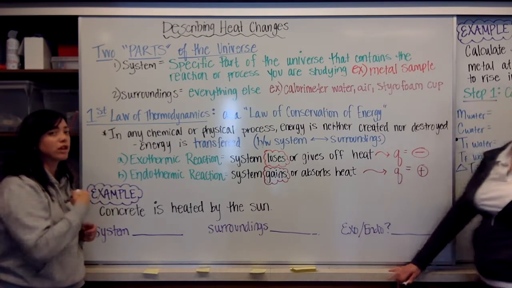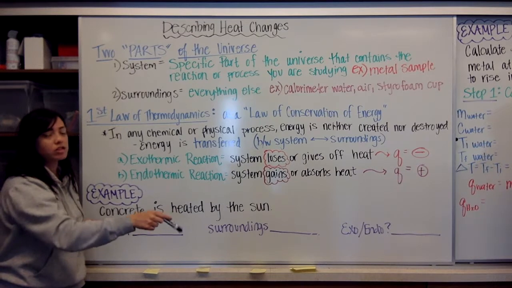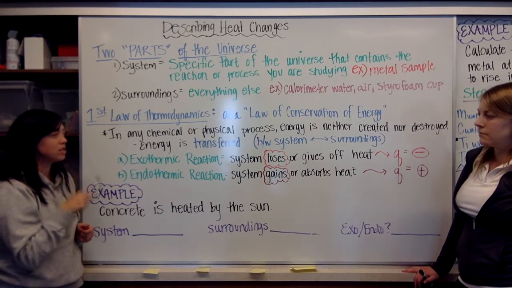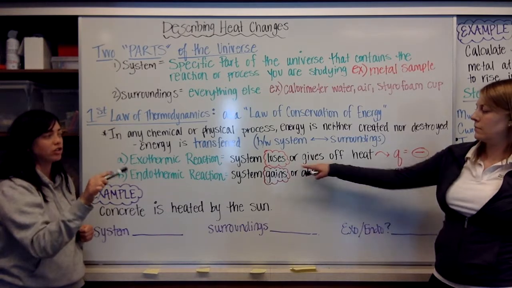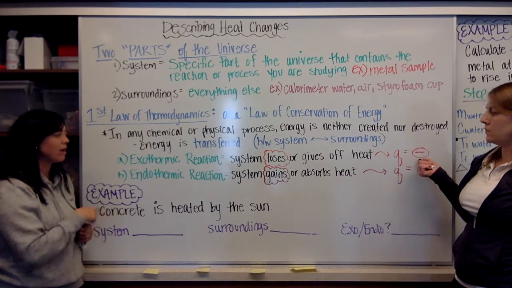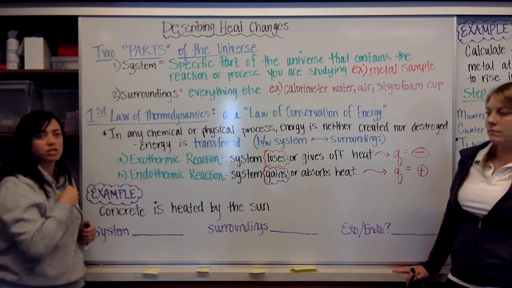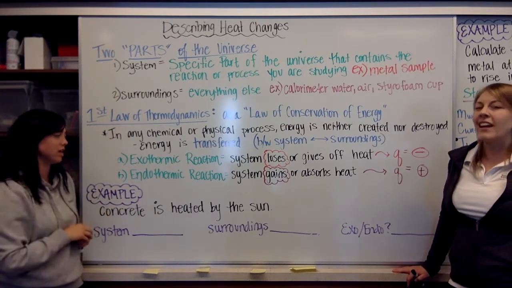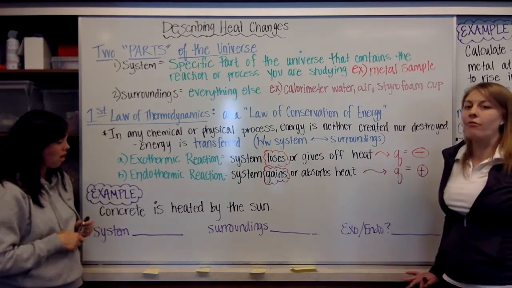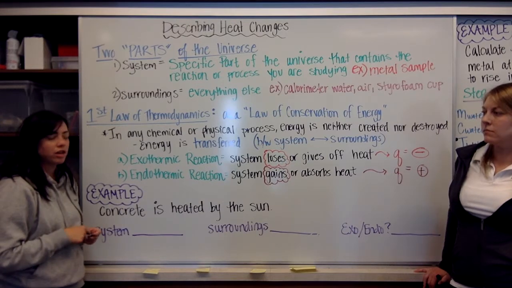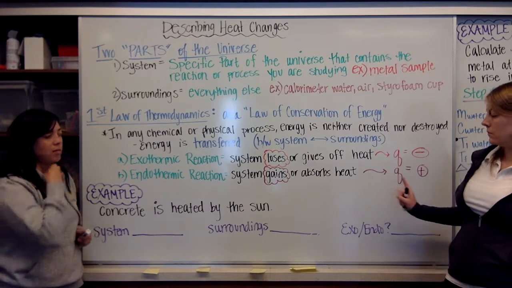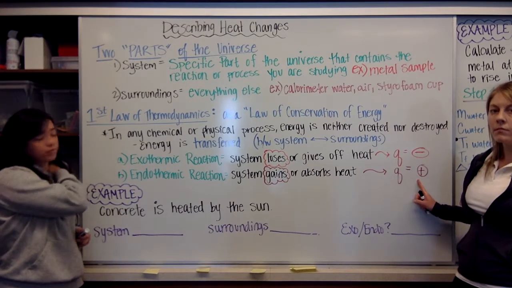The system could be transferring energy to the surroundings, or the surroundings could be transferring that heat to the system. So if the system is losing or giving off energy, in the form of heat, we are going to have a negative Q value, and that is an exothermic reaction. Our system is losing heat. Think of exoskeleton from biology. It's on the outside, so it's given off. An endothermic reaction, on the other hand, is when a system is gaining heat or absorbing it, and that gives us a positive Q value.